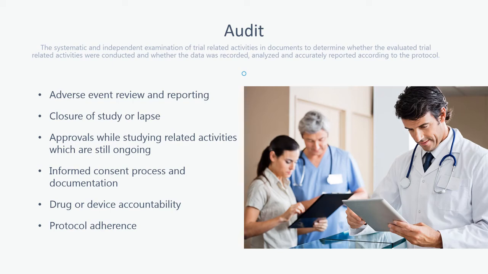Auditing is the systematic and independent examination of trial-related activities and documents to determine whether the evaluated trial-related activities were conducted and whether the data was recorded, analyzed and accurately reported according to the protocol. The most cited clinical trial areas during audits include adverse event review and reporting, closure of study or lapse approvals while study-related activities are still ongoing, informed consent process and documentation, drug or device accountability, and protocol adherence.